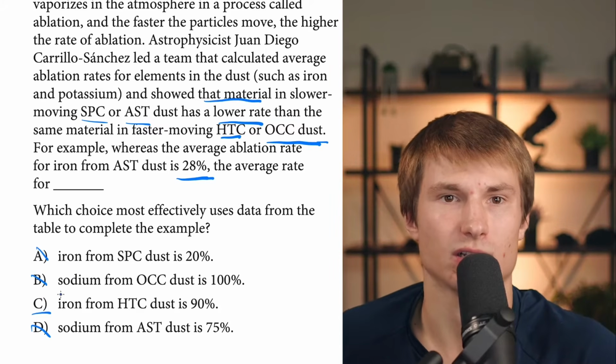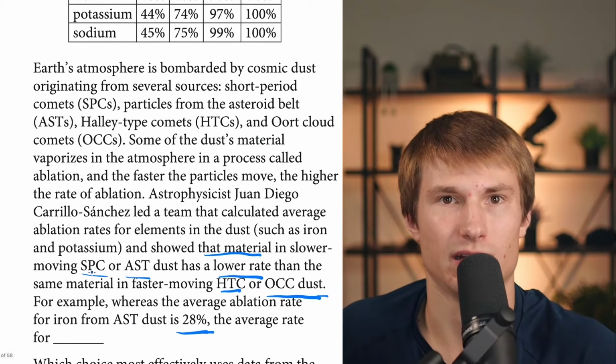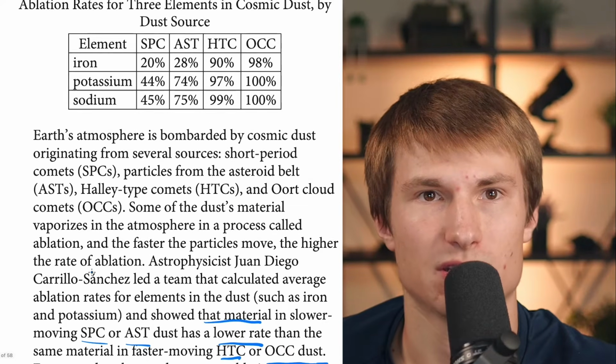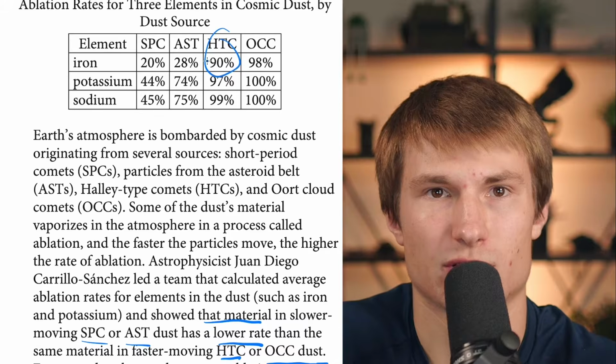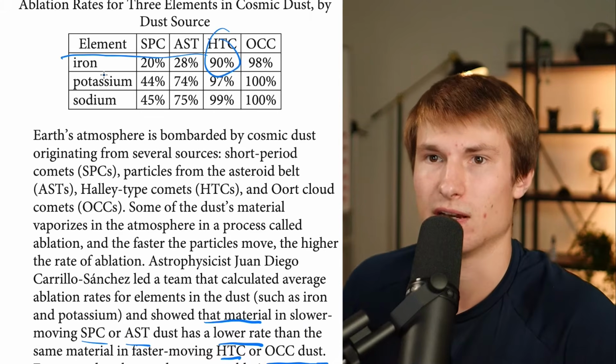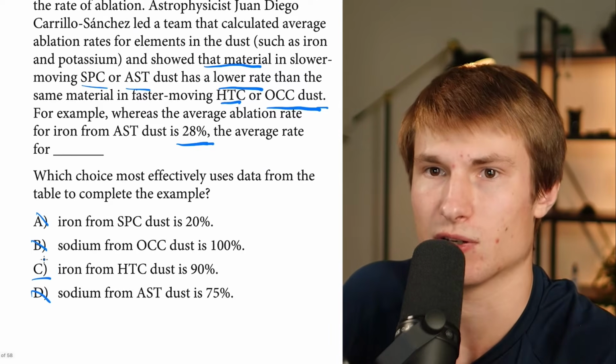We can quickly take a look at the table and just make sure it matches with the data. Okay, so if we go up, we see that we have iron, HTC, 90%. So our answer there would have to be answer choice C. Okay, so we can go ahead and circle C.